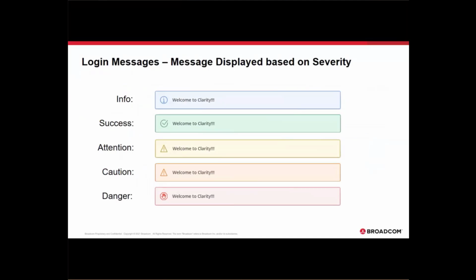Based on the severity that you select, there are 5 options that you have. The first is info, which will have the eye icon and a blue background. Next is success, which will have a check mark with a green background. Attention is just an exclamation warning sign with a yellow background. Caution is also an exclamation but with an orange background. And danger is the stop sign with a red background. So these are the 5 severity types that you can display with their different colors.